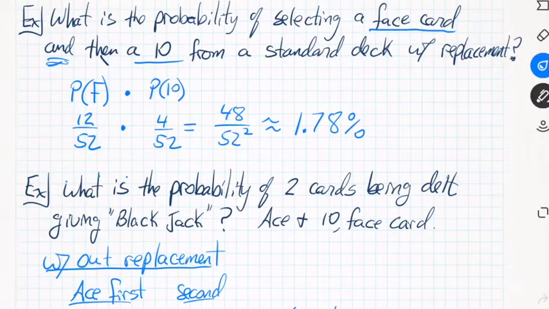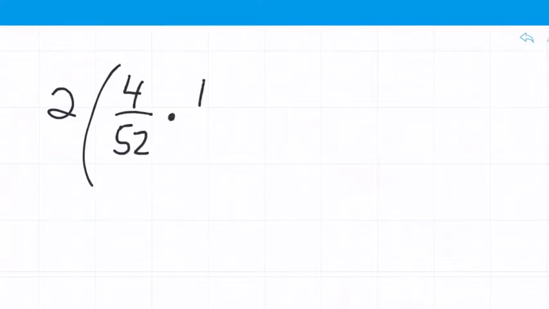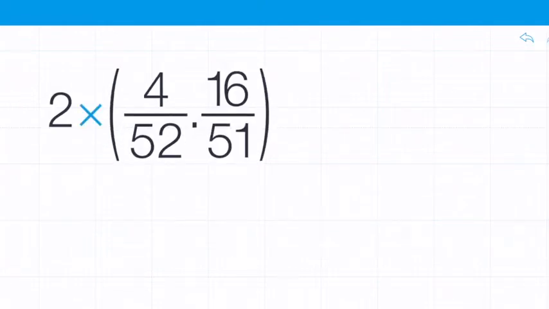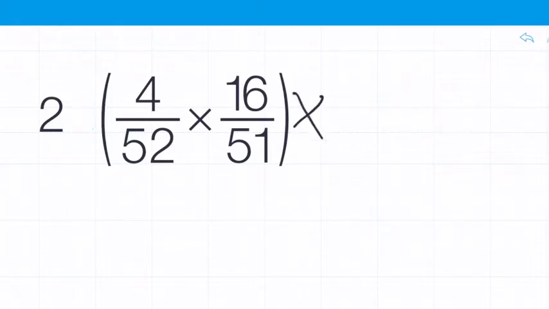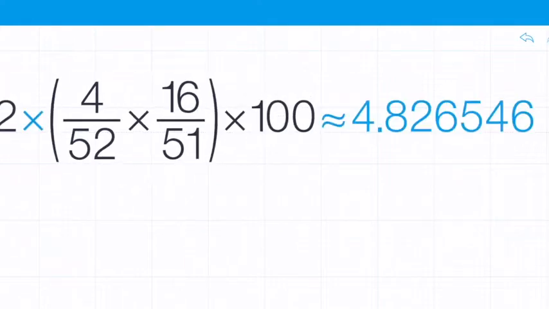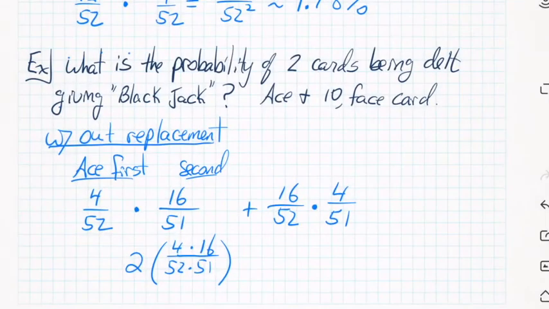All right, so let's see what this is equal to. 2 times 4 over 52 times 16 over 51. So this would be the probability of a dealer giving you blackjack right off the bat. So times this by 100 to change it to a percent. So it happens almost 5% of the time, 4.8. So this would be approximately 4.8% of the time you will be dealt a blackjack.